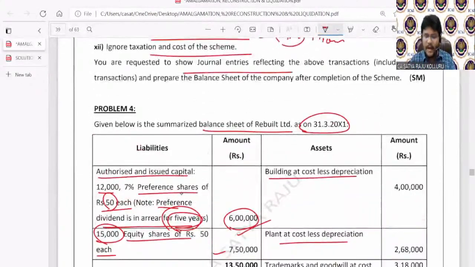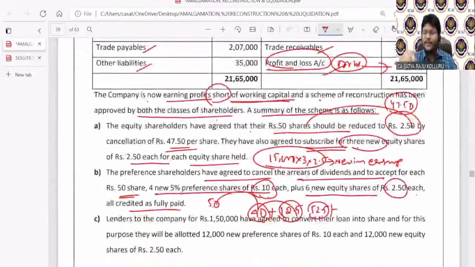Existing how much? 6 lakhs. But for 6 lakhs, you are paying 60,000 excess, right? The excess is nothing but 2.5 rupees per share. Am I right? That is 60,000. So 60,000 needs to be transferred to the reconstruction account. I will explain one more time in my OneNote in a detailed manner. So just while reading the problem, I'm explaining the things.